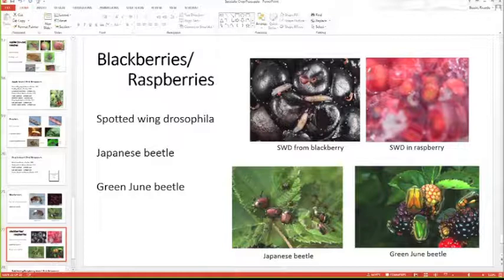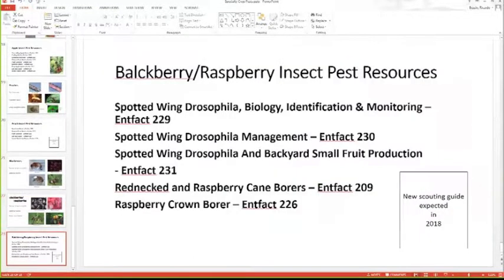Japanese beetle can be a very serious defoliator of both raspberries and blackberries. They like getting up high on the canes and chewing the leaves downward on the plant. And what I haven't mentioned before is green June beetle. This one, again, is a fruit feeder. A lot of times growers may be spraying for this or using netting to keep the green June beetle off the plants. In terms of resources, we do have a number of fact sheets, particularly those with spotted wing Drosophila. We're hoping to have a scouting guide out later this year.